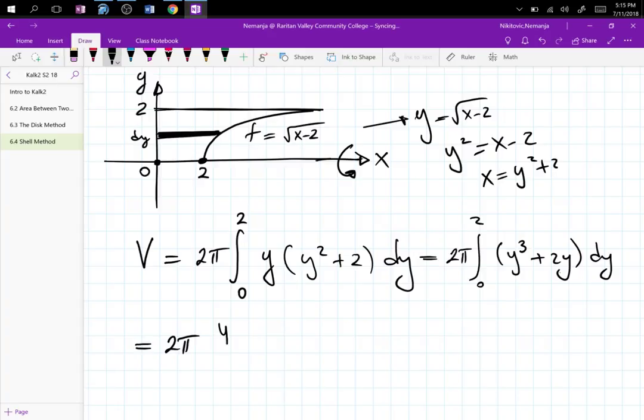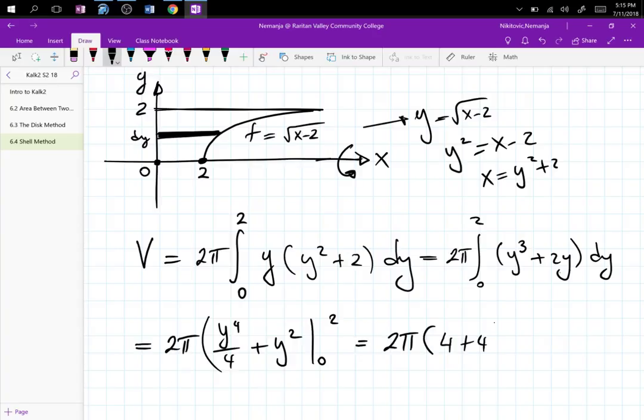Now that's 2 pi. We have y to the 4th over 4 plus y squared, computed from 0 to 2. So 2 pi, open parenthesis, 2 to the 4th is 16, over 4 is 4, plus 4, minus 0, no one cares, so that's going to be 8 times 2 pi, which is 16 pi units cubed. So we have a volume of 16 pi units cubed.